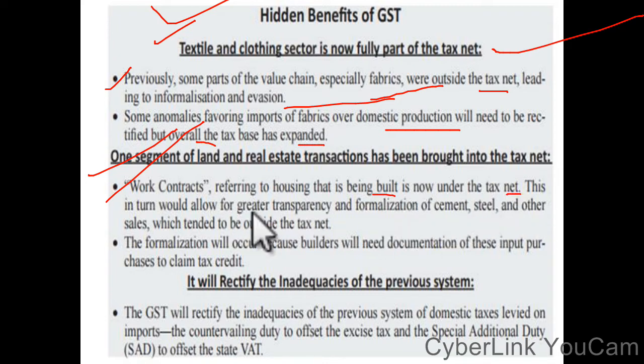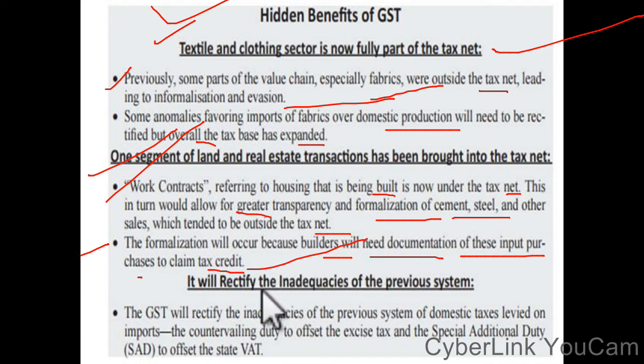This would allow greater transparency and formalizing of cement, steel, and other sales, which tended to be outside the tax net. The formalization will occur because builders will need documentation of this input purchase to claim tax credit.